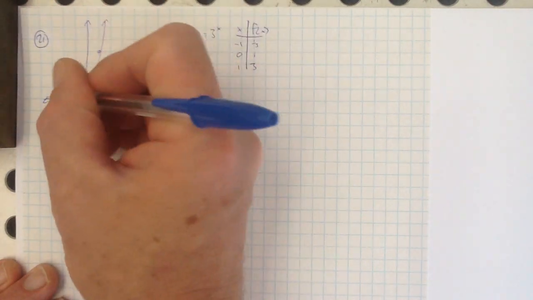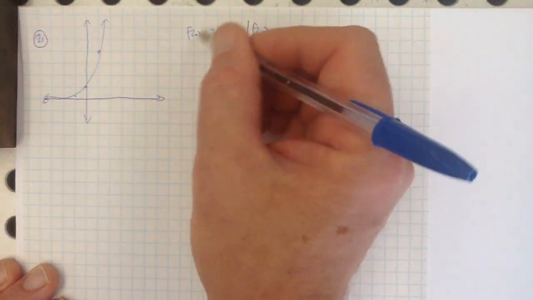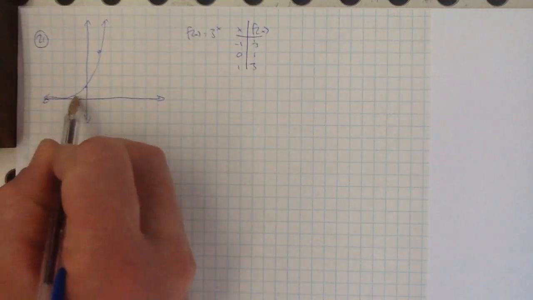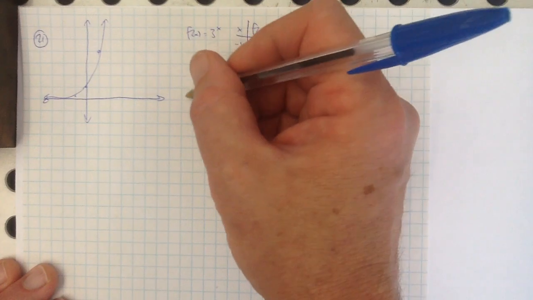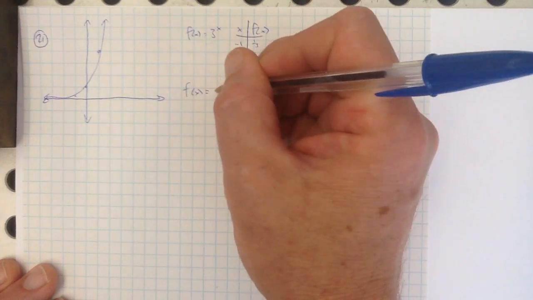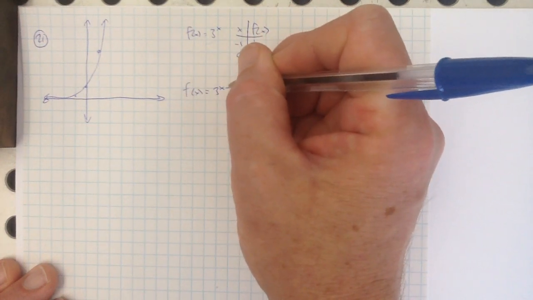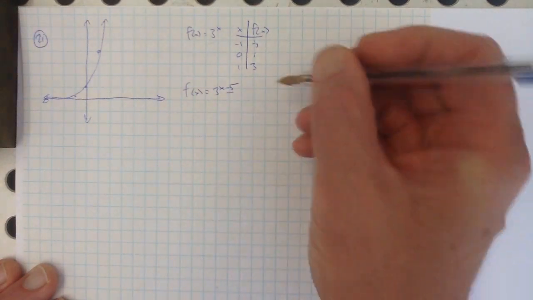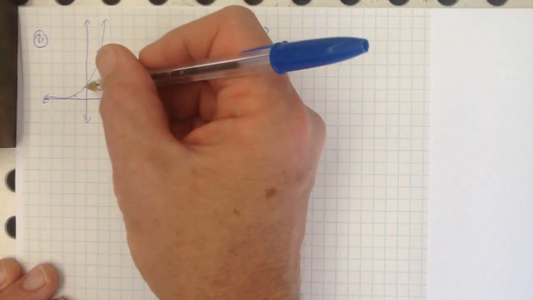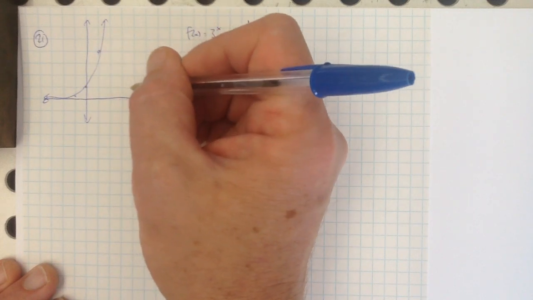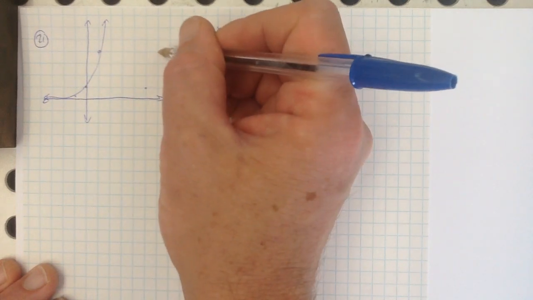All these exponential graphs, if they have not been tweaked in some way, they're all going to have y equals 0 as an asymptote. And then f of x is equal to 3 to the x minus 5. Minus 5, that shifts it to the right by 5. So at this point, 2, 3, 4, 5.